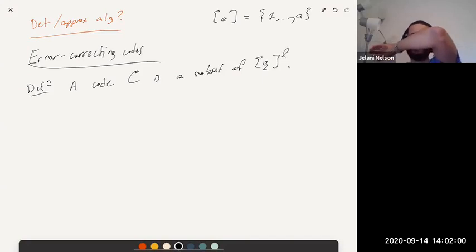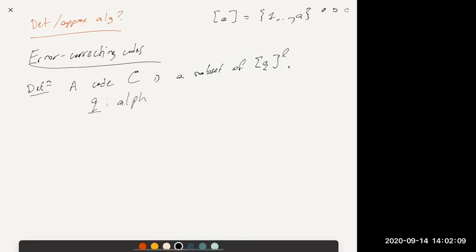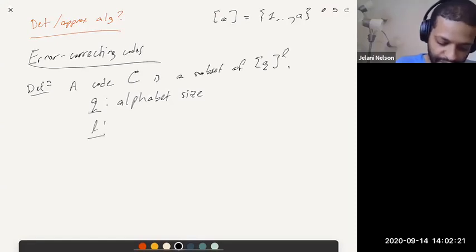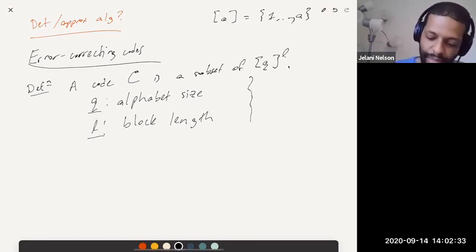Just some terminology here. Q is what's called the alphabet size. L is what's called the block length. This is just standard jargon in the field when people talk about error correcting codes. Let me define something, which is the Hamming distance. The Hamming distance between two vectors x and y is just the number of entries where they differ.